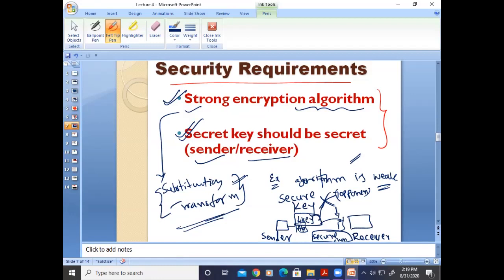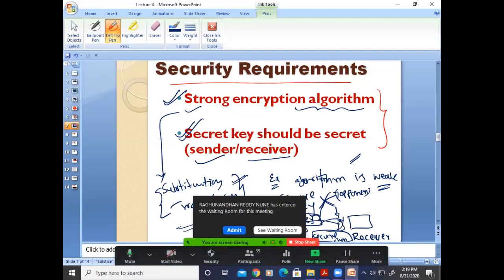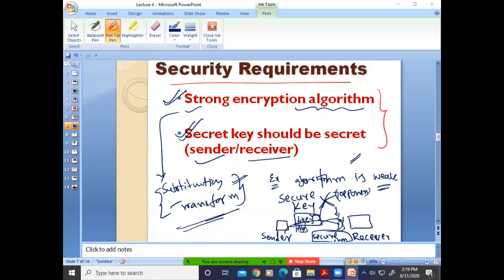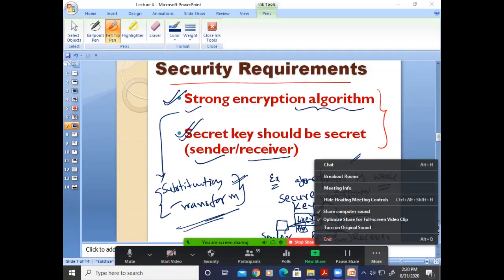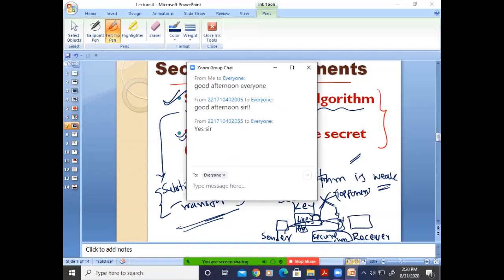What is the meaning? If he is able to get that key, he will always try to get the information whichever he is sending, because he is having the same key. And remember, the same key should be used by the sender and receiver for all the different messages, and different keys for different encryption algorithms. Are you getting my point? Please respond. Yes, sir.